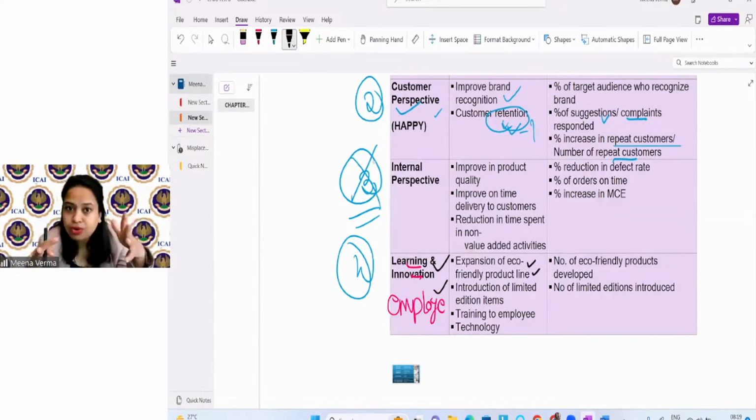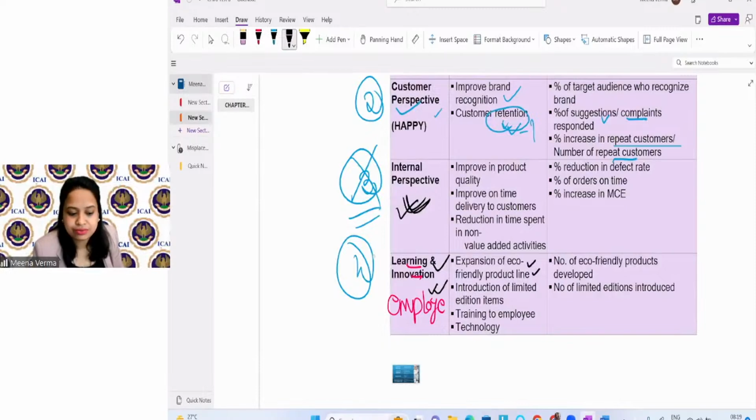Improve your process first, right? When you improve your process, the employee will work accordingly. So don't scold your employee for anything. First improve your own process. That will come here under the internal perspective. First improve your entire process: lean management, just in time system, total productive maintenance. Once you improve your process, the employee will work accordingly, right?